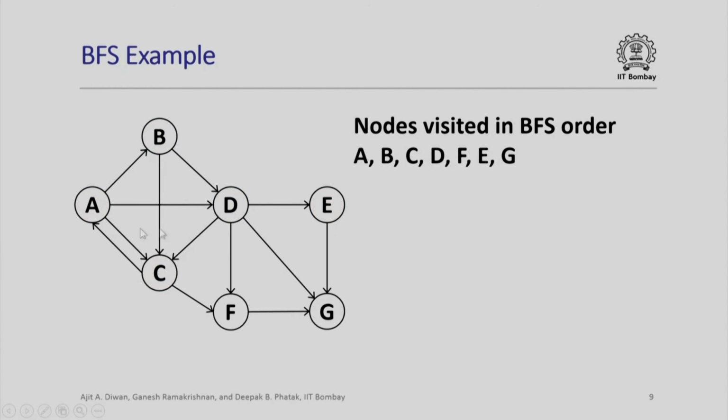Here is another complex example which we had shown earlier also. Again, I request you to follow the BFS algorithm and the demonstration and confirm that the nodes which get visited in the breadth first search order are A, B, C, D, E, F, E, G instead of the other order that we saw in the depth first search.